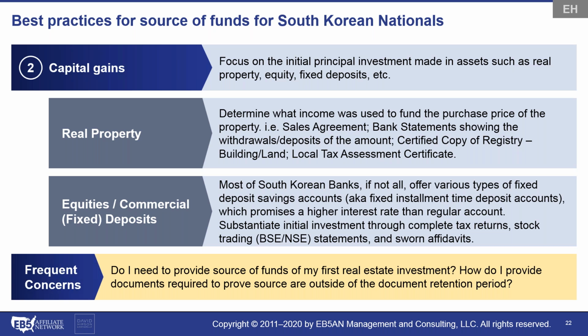And then a bank statement showing the withdrawals and the deposited amount, the sales amount. And also the certified copy of the registry, the title, the deed. There are two types, building or land, so it can be both. And also there's a local tax assessment certificate, which shows the value of the property. So those are the documents that you have to include as part of the source of funds for the real property.